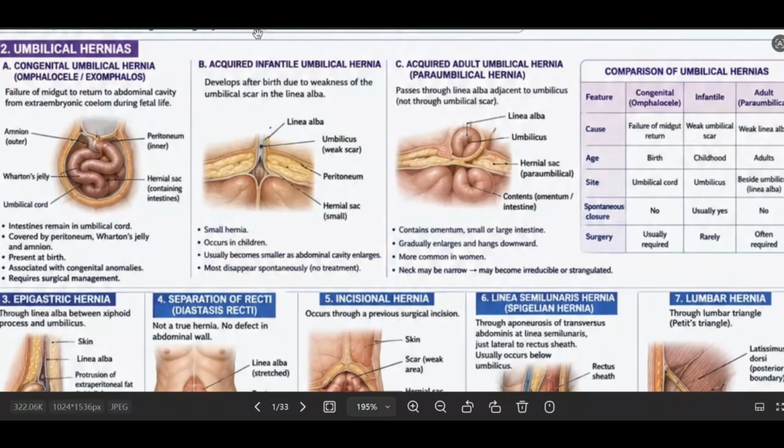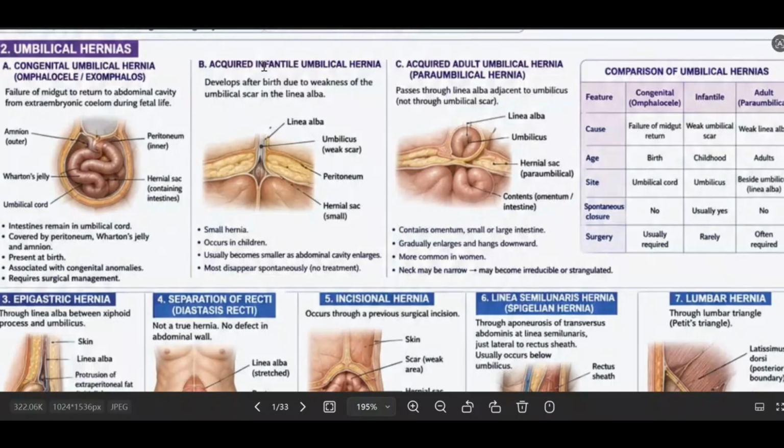Okay. Now the next type is the acquired infantile umbilical hernia. This is not congenital in the embryological sense. Although it is called infantile, it is not congenital in the embryological sense. It develops after birth. Why does it develop? It develops because of weakness of the umbilical scar in the linea alba.